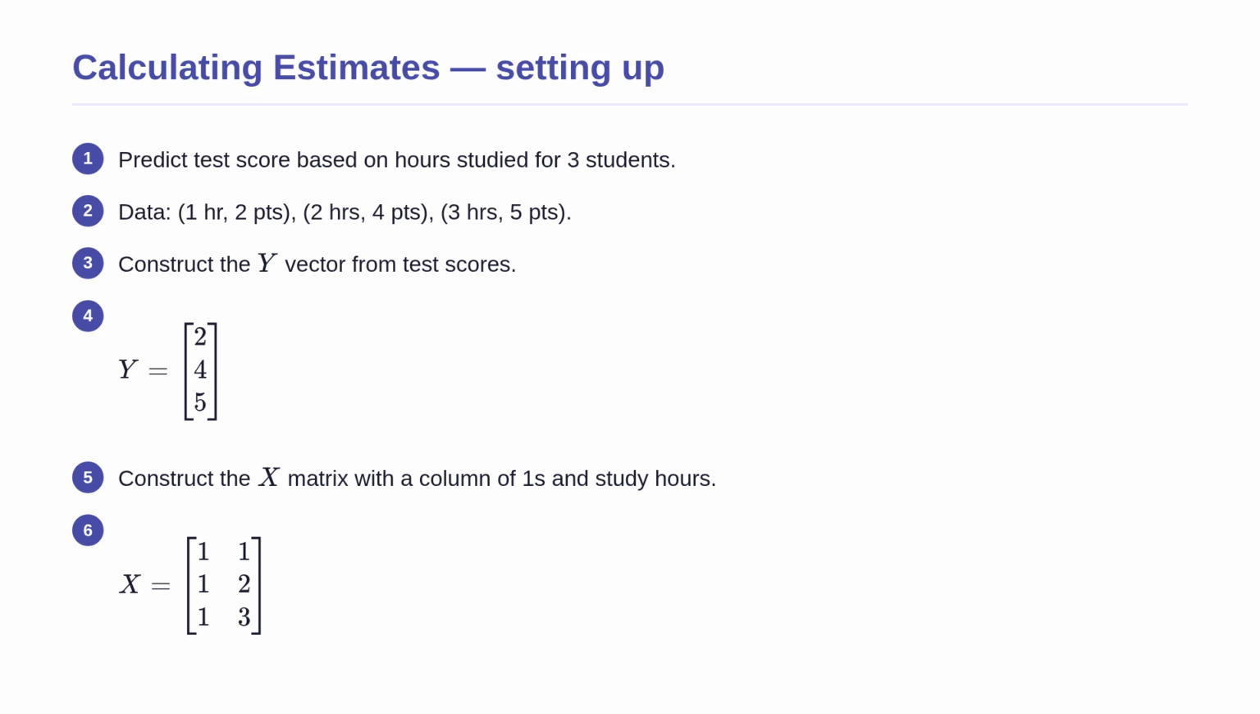First, we construct the y vector, simply by listing the 3 test scores vertically. Then we build the X matrix. The first column is entirely ones for the intercept, and the second column contains the actual hours studied.